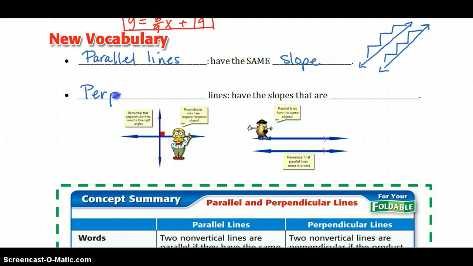We're also going to be talking about perpendicular lines. Oops, I don't need to write the word lines. I already have lines there. Okay, so perpendicular lines do not have the same slope, obviously. Instead, they have opposite reciprocal slope.